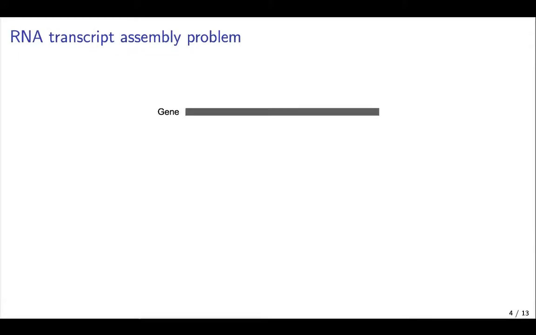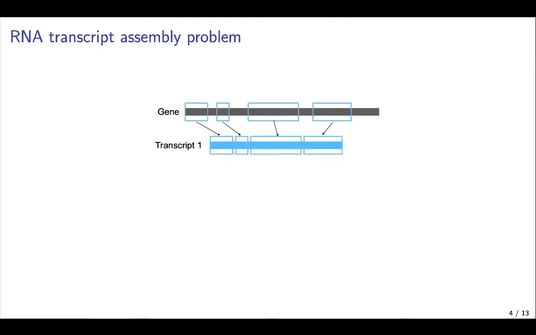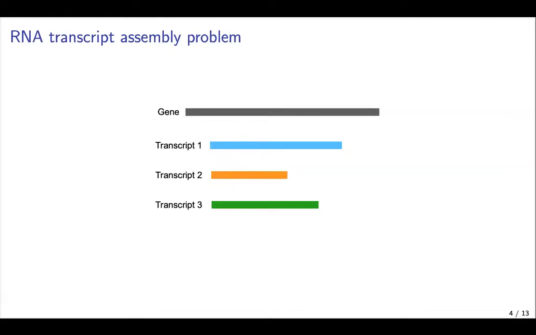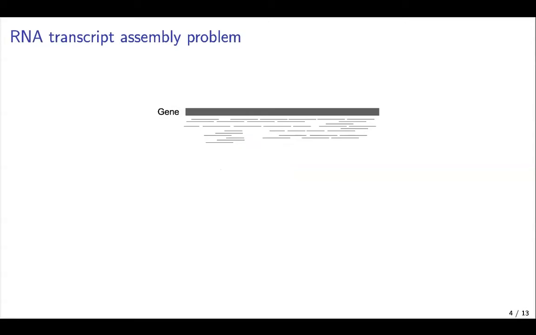So for example, one gene could create 3 different RNA transcripts, like so, which would then be translated into 3 different proteins. Measuring the expression levels of these transcripts, or even predicting what transcripts there were, wouldn't be a problem if we could directly read the sequences, but in practice, we get reads, and so the transcript assembly problem is to predict the set of transcripts and their abundances directly from the reads.